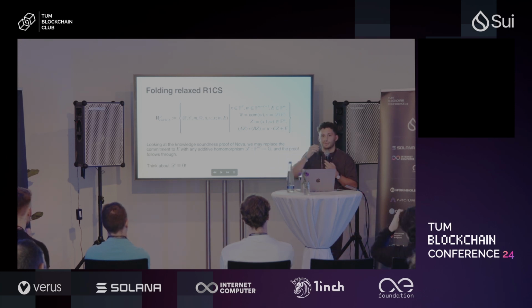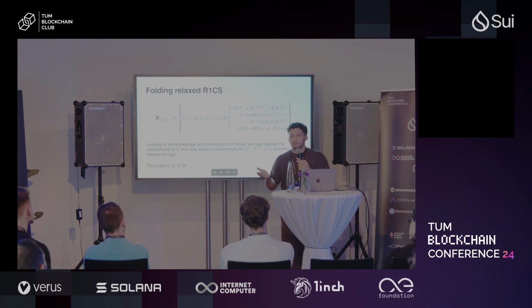And now, sorry for the little wacky example, but think about taking the linear map which is just identically zero, and this is linear. The proof follows through. But now we're not committing to any, I mean, we're losing all the information about the error term. So what are the error terms even doing in this case?